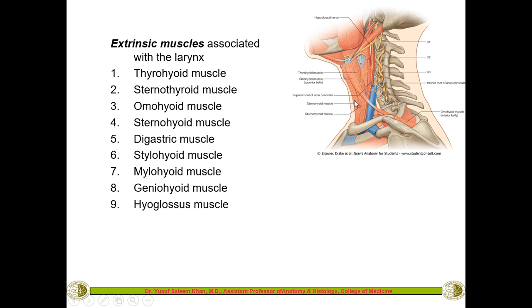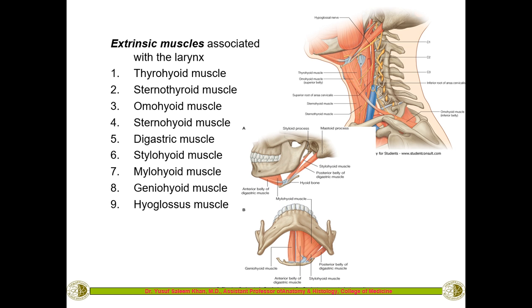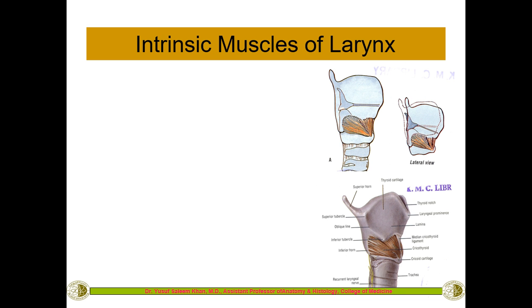The infrahyoid muscles, this is the sternohyoid, then we have the sternothyroid here, and this is the thyrohyoid, this is the omohyoid, then the suprahyoid muscles like the digastric, mylohyoid, this is the stylohyoid, and the hyoglossus will be deep inside. So all these muscles are the extrinsic muscles of the larynx. So here you can see, these are the extrinsic, the suprahyoid muscles which are extrinsic muscles. Okay, now we should concentrate more on the intrinsic muscles of the larynx.